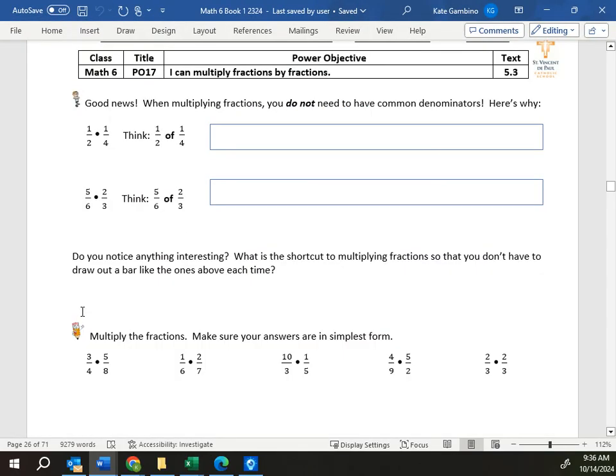Good morning. Today we are continuing working with those fractions. I can multiply fractions by fractions. We are getting close to the end of this unit. Next week we will be testing at the end of the week. So we have class today.